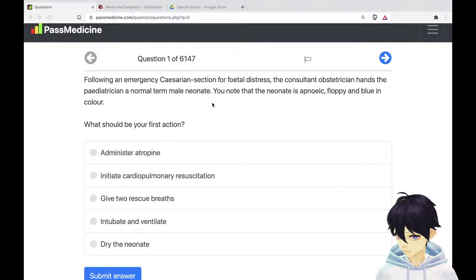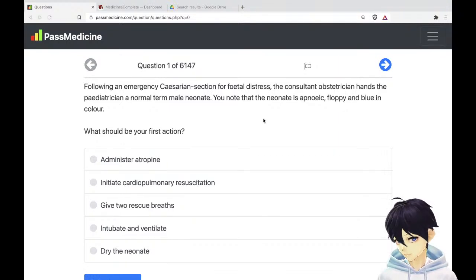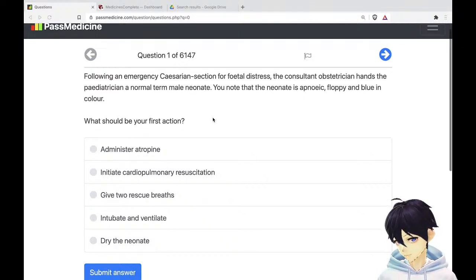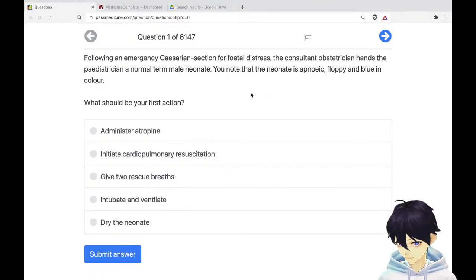So, following an emergency cesarean section for fetal distress, the consultant obstetrician hands the pediatrician a normal term male neonate. You note that the neonate is apneic, floppy, and blue in color. What should be your first action? What do you do?